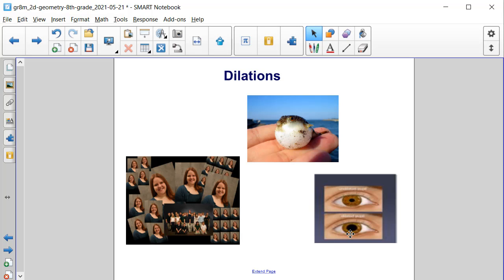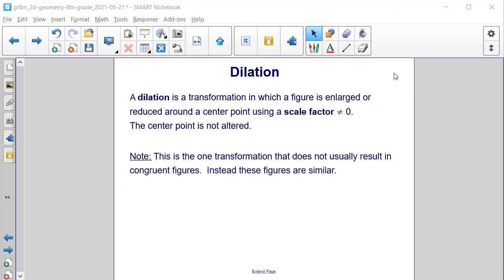And when you get your eyes examined, in order for the ophthalmologist or optometrist to view inside of your pupil, they need to dilate it or enlarge it with a special solution.